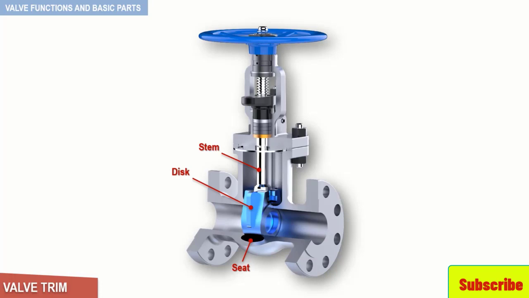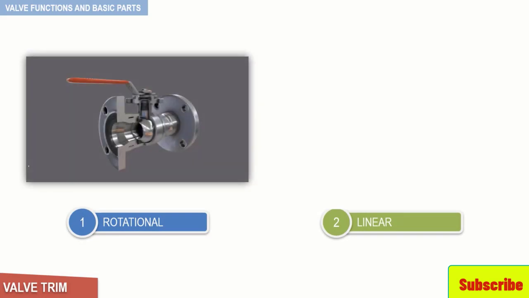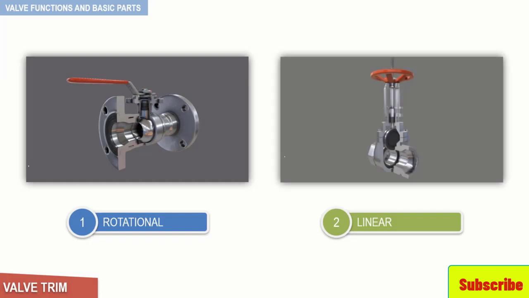There are actually two motion trim designs: rotational and linear. Take a look at the following 3D animation. In rotational motion trim designs, the disc or the ball slides closely past the seat to produce a change in flow opening. In linear motion trim designs, as depicted in this video, the disc lifts perpendicularly away from the seat so that an annular orifice appears.